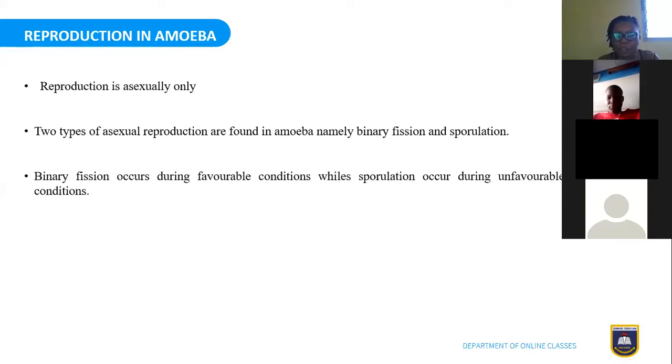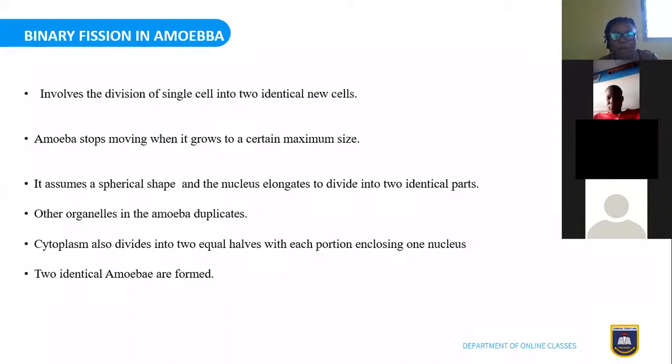Now, binary fission occurs during favorable conditions, and sporulation occurs during unfavorable conditions. But amongst these two types of reproduction, the most common one you can find happening in amoeba is binary fission.